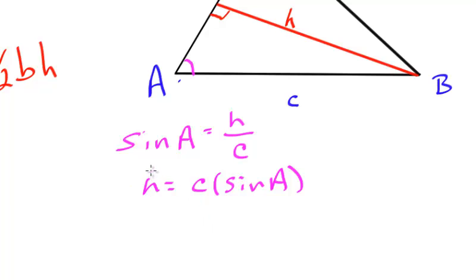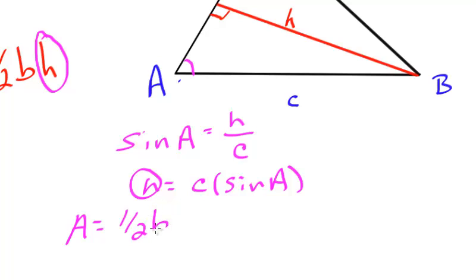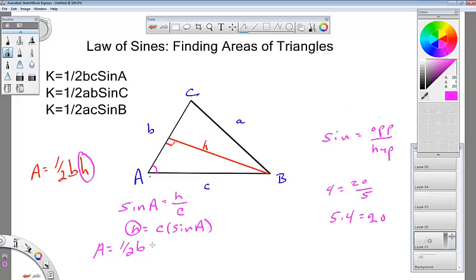And if we substitute this h in for this h here, we get a formula that looks like this. A, the area, equals 1/2 the base times the height. And in this case, the height is c sine A. That is this formula right here. And that's how they get that.